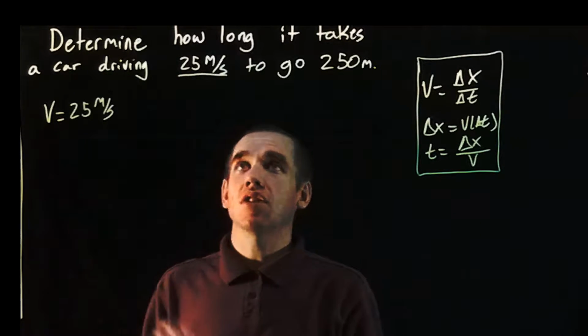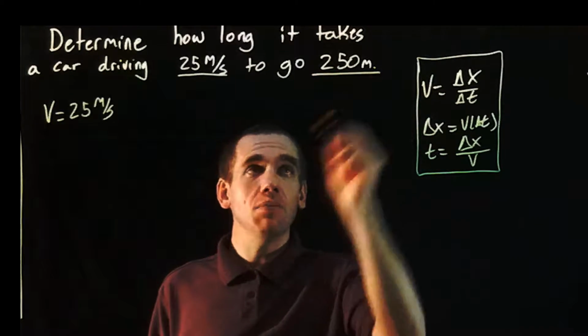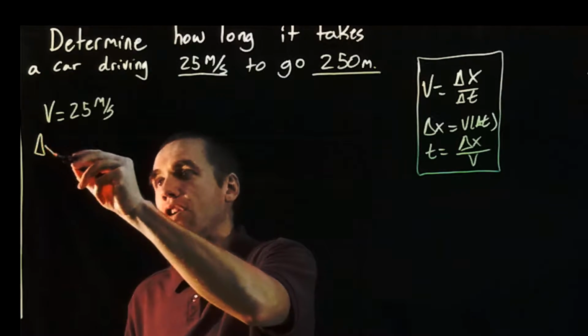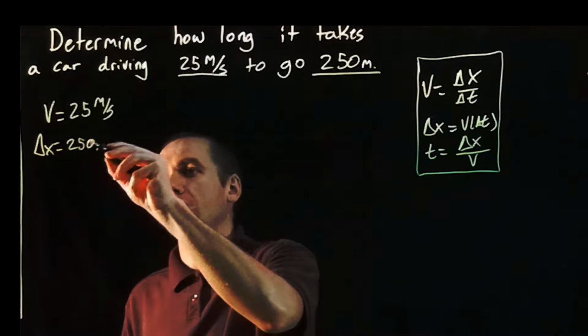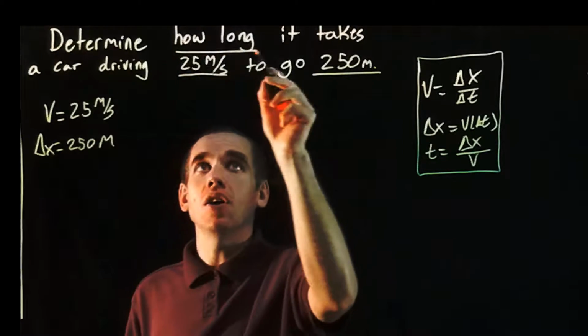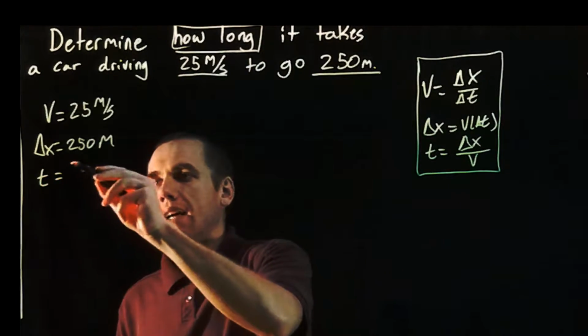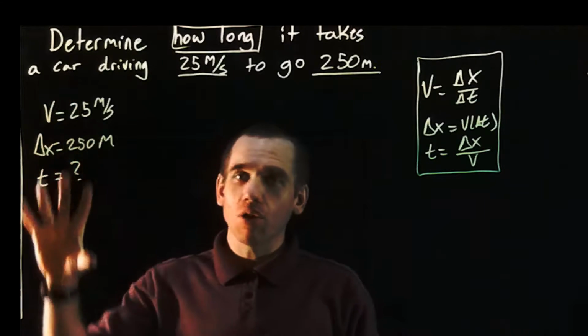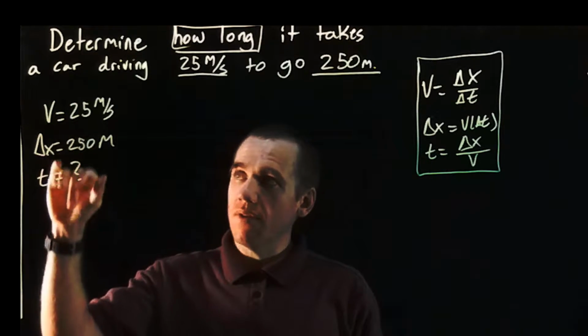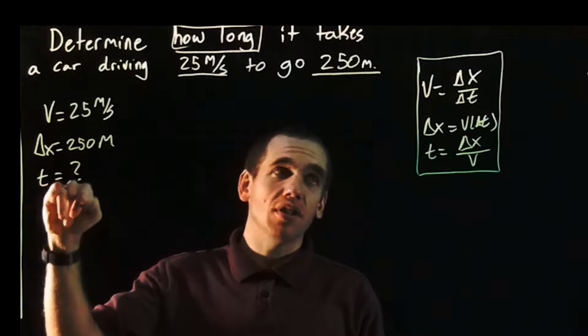Determine how long it takes a car driving 25 meters per second to go 250 meters. That's our displacement. How far did it go? 250 meters. And it says how long, that's how much time. So I'm looking for time. Time is my unknown. Those are my three things that I'm given in the problem. Two of them I know, one of them I don't, and I want to solve for time.